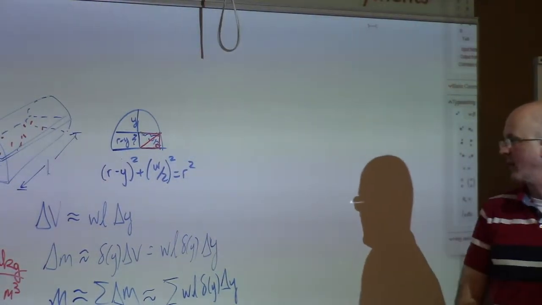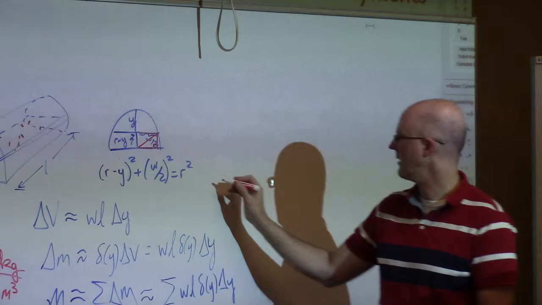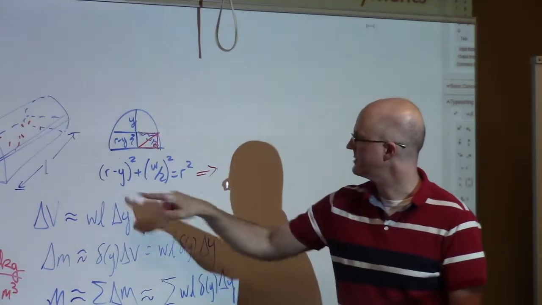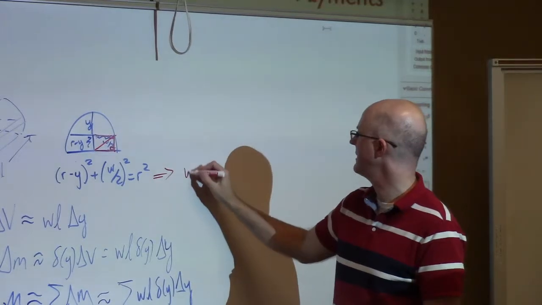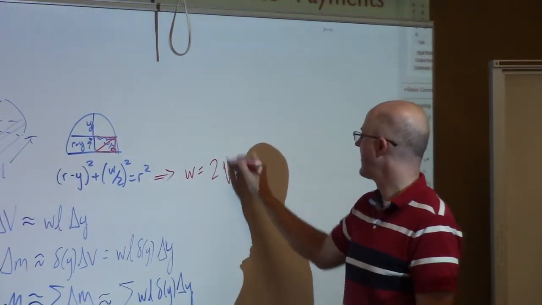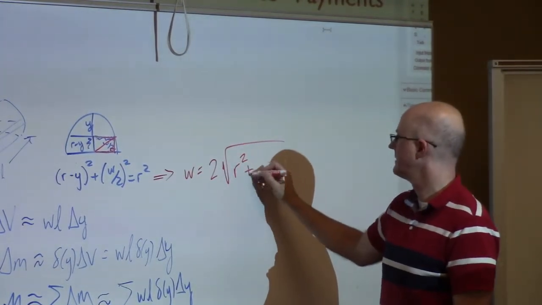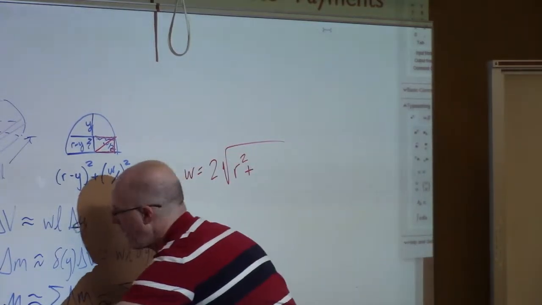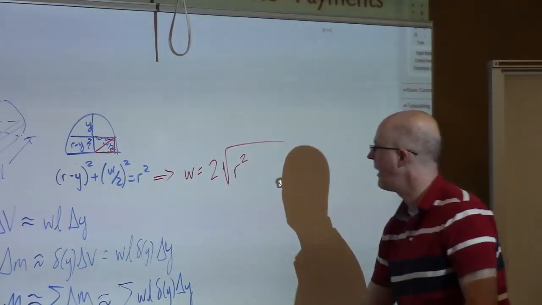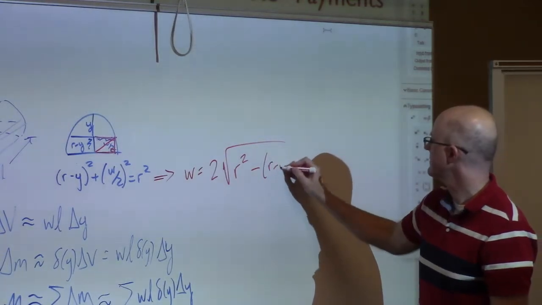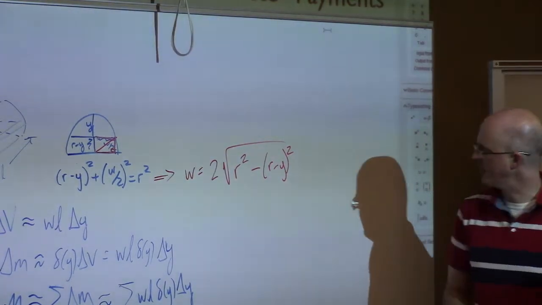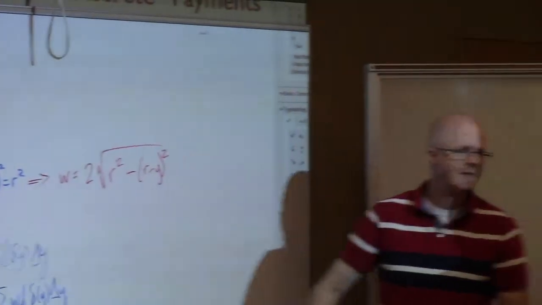We can solve that equation for w. It's kind of a complicated looking equation, but it can be done. We can subtract that from both sides. We can then take a square root of both sides and then multiply by 2. Looks to me like our equation for w as a function of y should look like this. So it's kind of complicated. I did a few steps in my head there.